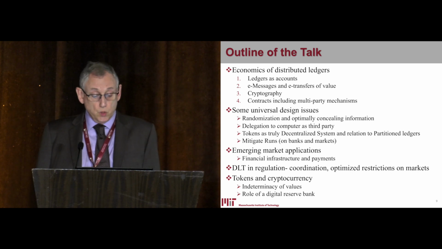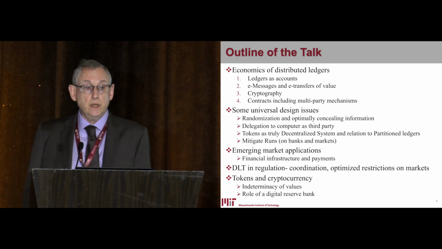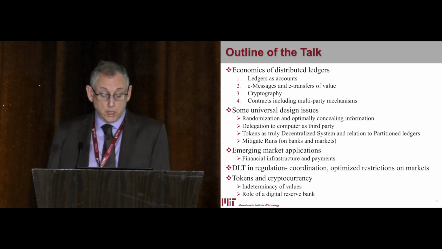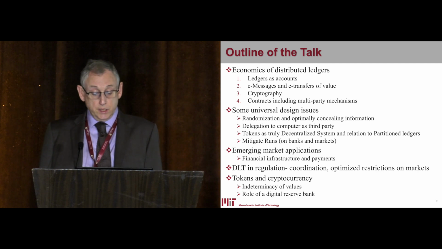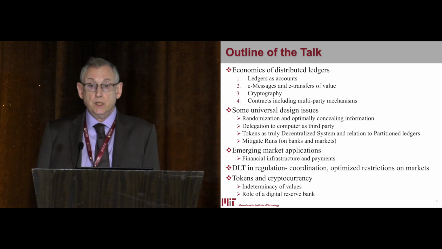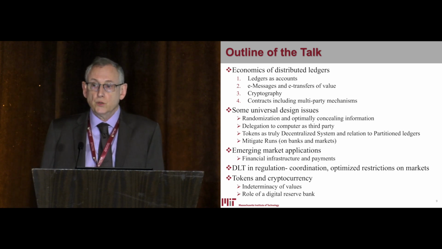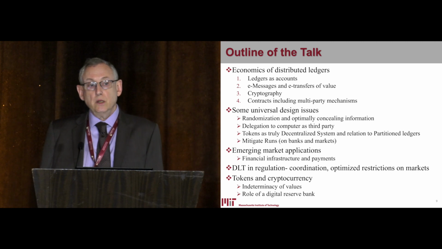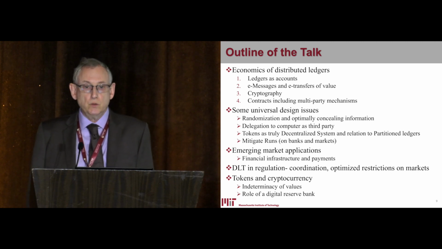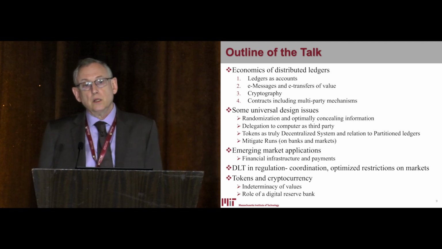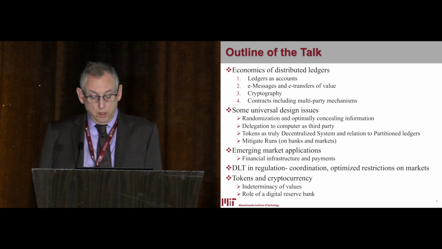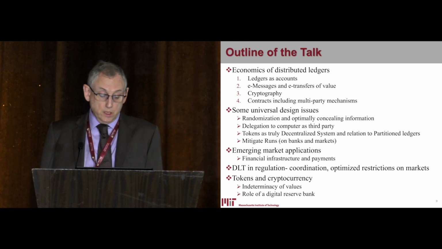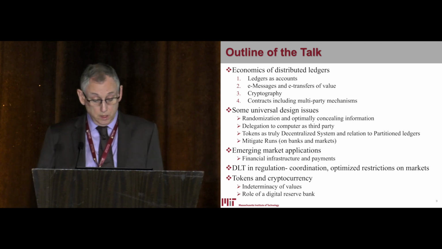Then, after I go through each one of those, I will turn to some universal design issues that could apply in many different types of economies: optimally concealing information, delegation to third parties, tokens as decentralized systems in relation to partition ledgers, and how to mitigate runs on markets or banks. I'll then turn to emerging market applications and feature some innovations that are going on with respect to financial infrastructure and payments. Next to last, I'll focus on distributed ledgers in regards to regulation. And finally, some comments on tokens and cryptocurrency at the end.